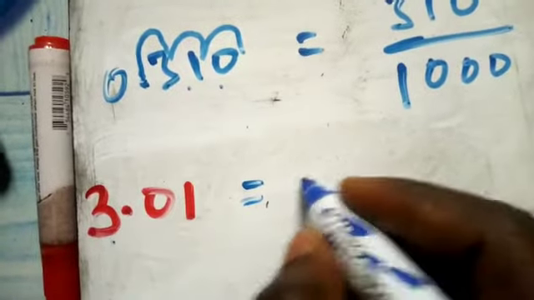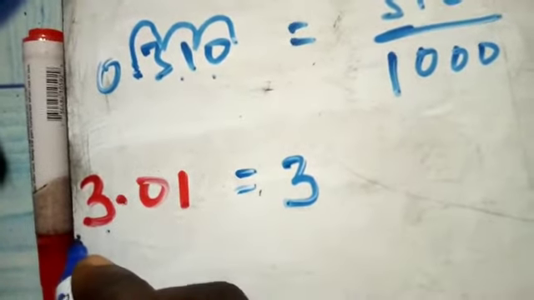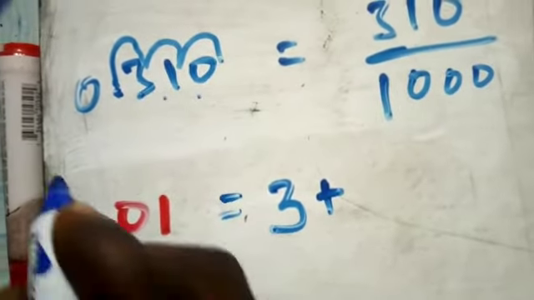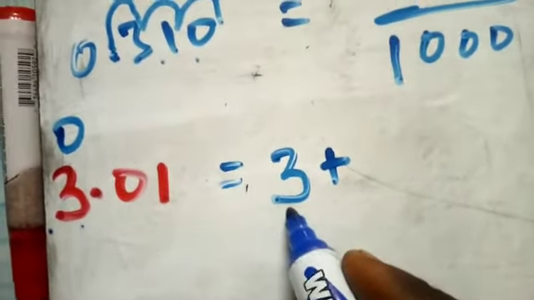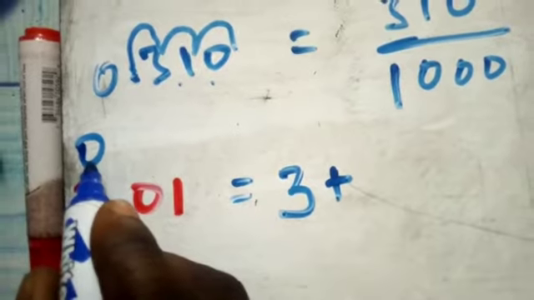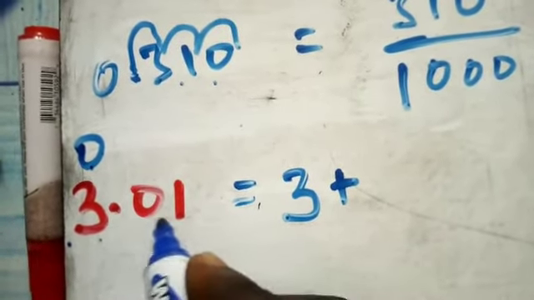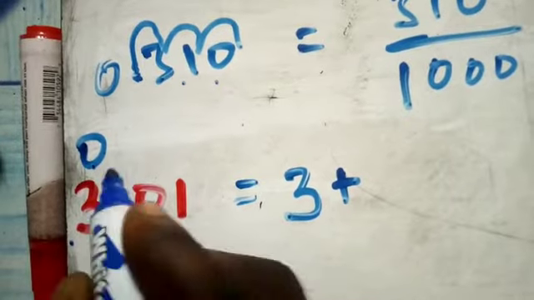So to convert this, this will give me 3 as the whole number, plus. Now you see that this part just tends to be 0 because we've already brought the 3 out. So here we are left with 0.01. You know how to convert this.